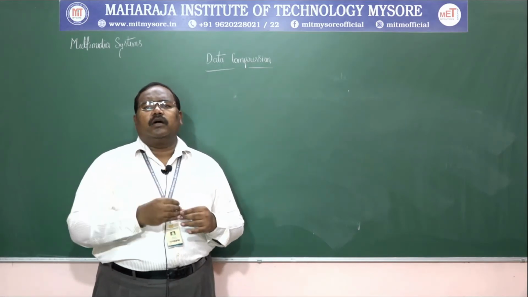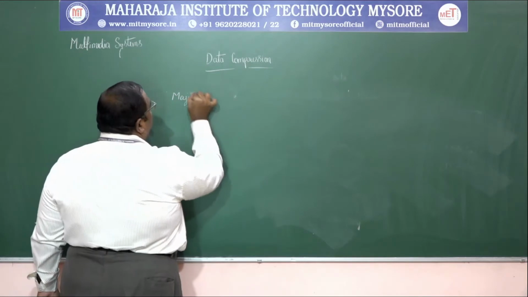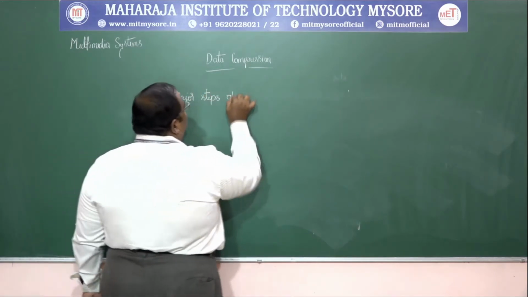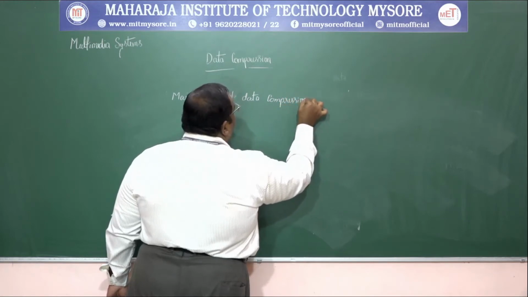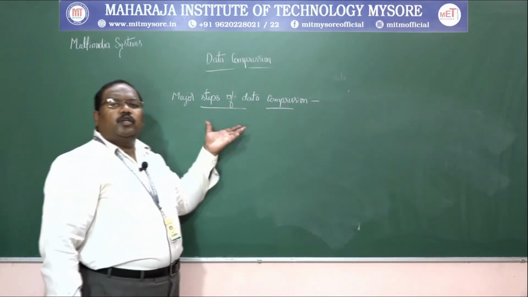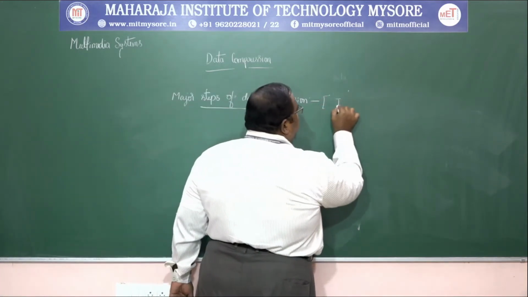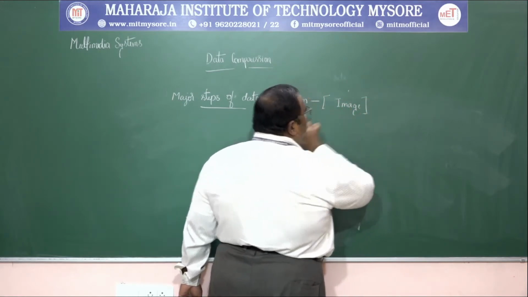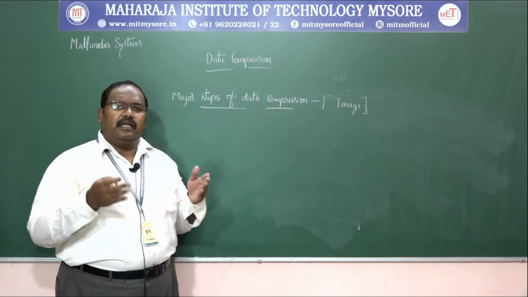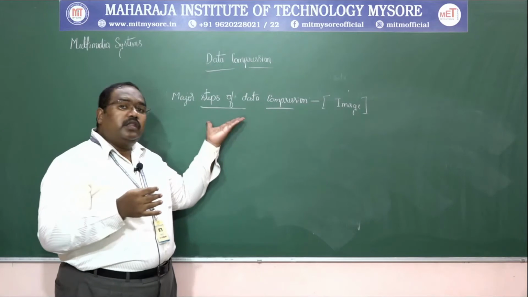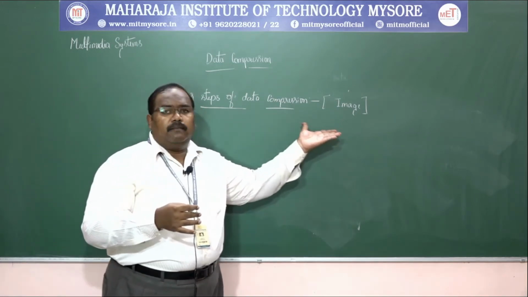Now let us look into a new concept, the major steps of data compression. Now we are talking about the major compression steps. Here we are mainly concentrating on images. This should be made clear, because we do compression on various multimedia elements, so we should be very specific in the discussion about what kind of multimedia element we are talking about. Here the major steps of data compression with respect to an image are discussed.